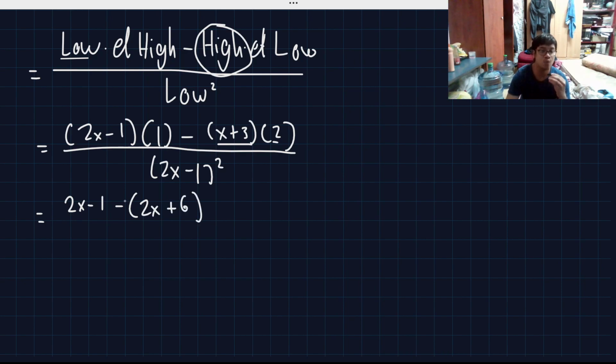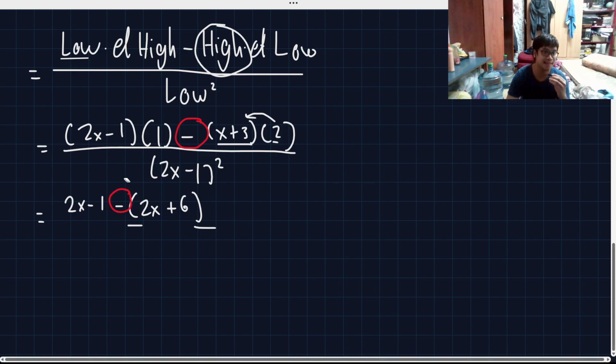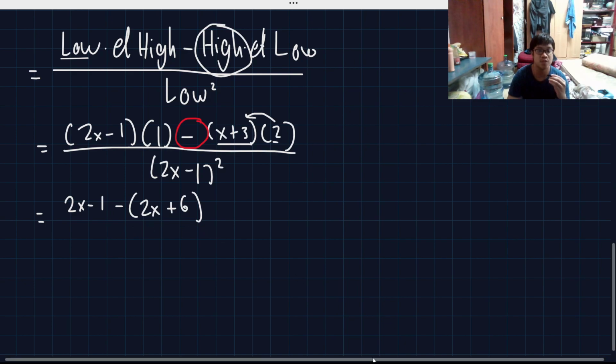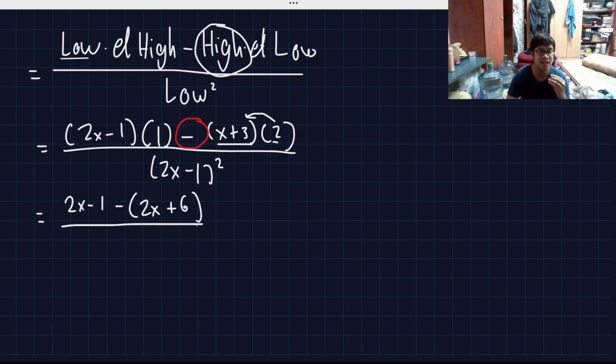Now, if you're wondering, why did I put parentheses? Yes, I distribute 2 to this binomial, which is x plus 3. Okay, but why do we have parentheses? Because of the minus sign or the negative sign beside it. It's because of that, which is why it's important to put parentheses when you have a negative sign beside it.